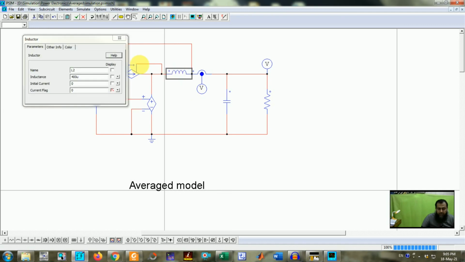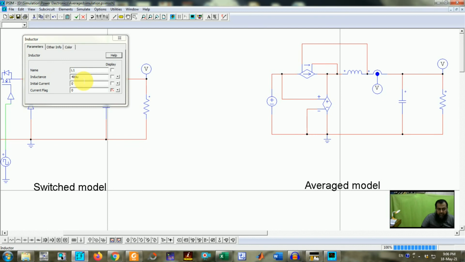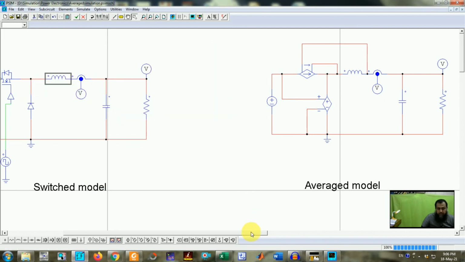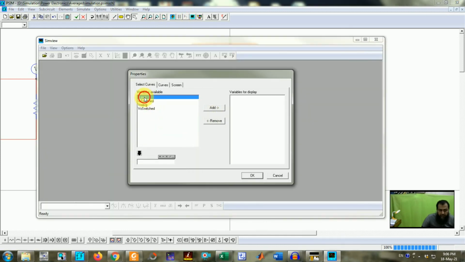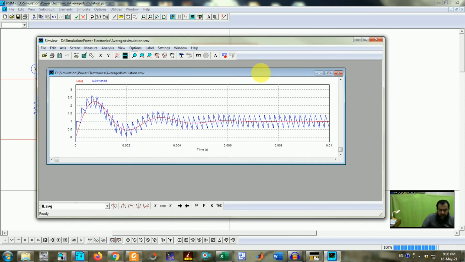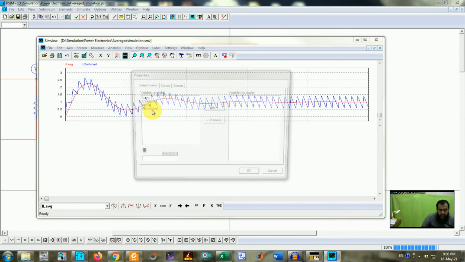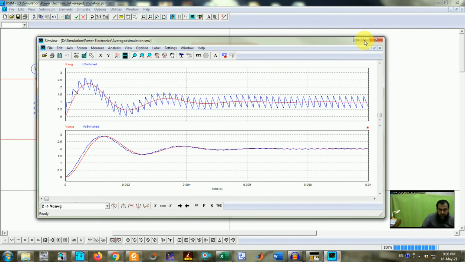The value of this inductance is 400 microhenry, which is the same as that of the inductor used for the switch model. We are not using any switch here, and let us simulate this particular circuit. So once we have simulated this one, we have this averaged model available. So I will draw the averaged waveforms as well as the voltage waveform for the average and the switched circuit.